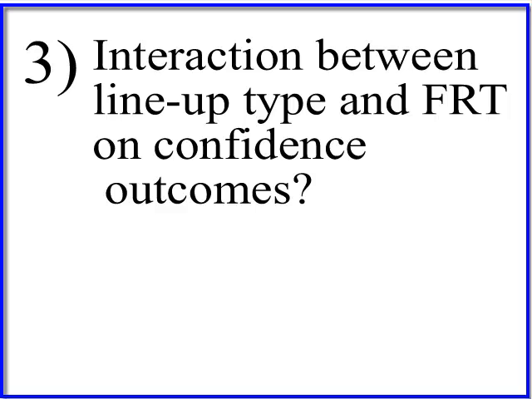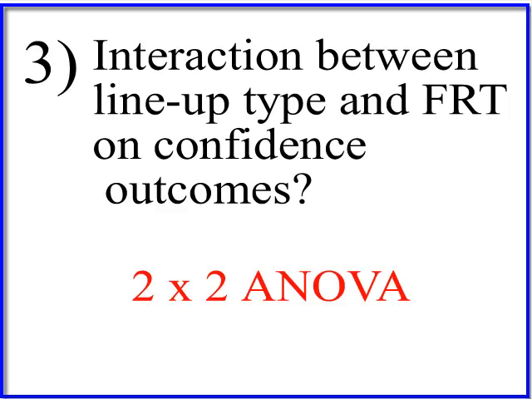But because you have two different IVs and you're using the same DV, it would probably make more sense to run an ANOVA, because the ANOVA would automatically check for the interaction between your IVs. In other words, is there something weird going on between one of the lineup types and whether they got the facial recognition test or not?